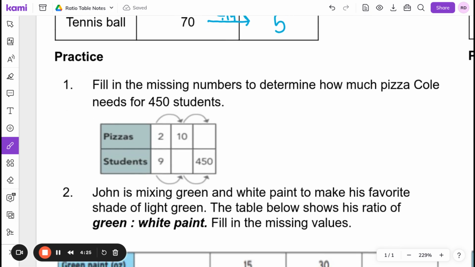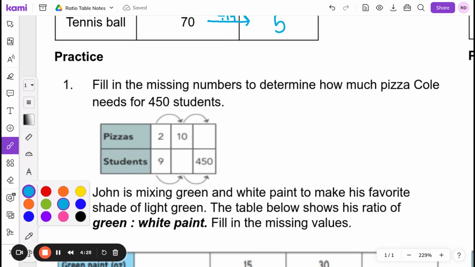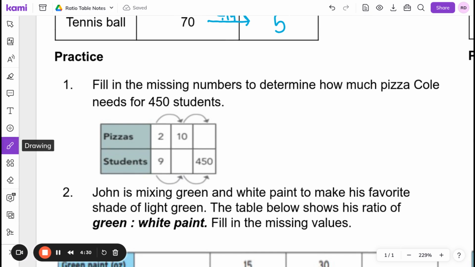So here's some different types of table problems, and each of them is asking us to find missing values. For pizzas per student, our starting ratio is 2 pizzas for 9 students. And up here at the top, we're turning a 2 into a 10. It's getting bigger, so we're going to multiply. 2 times 5 equals 10. Whatever you do to the top, you do to the bottom. So 9 times 5 is 45.